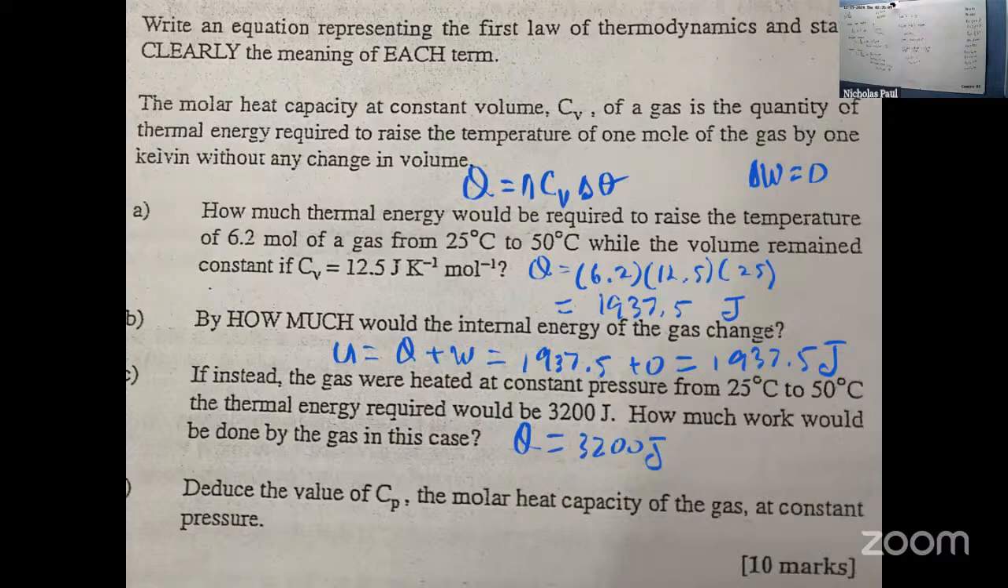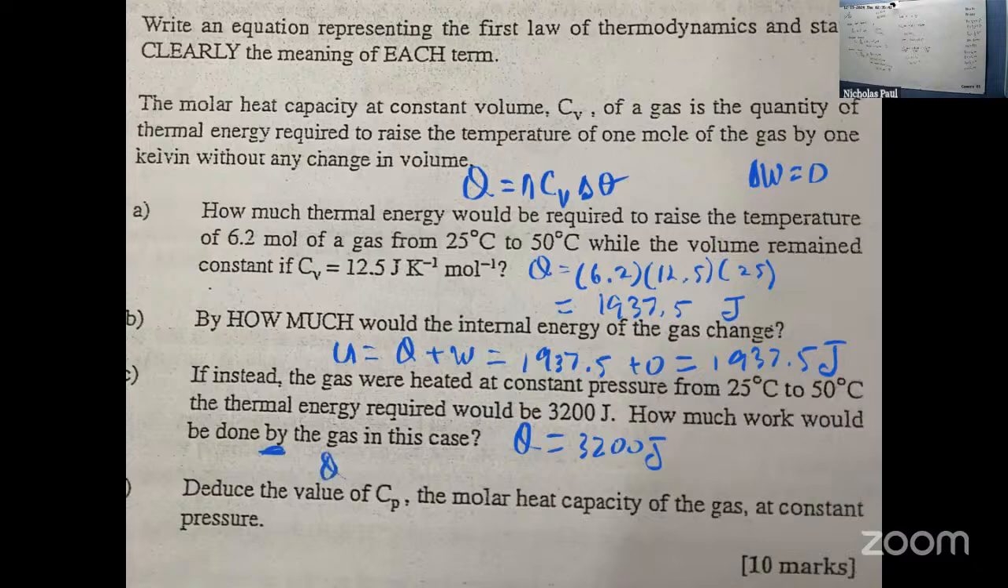How much work is done by the gas in this case? You have to subtract 3200. Why? Work is done by the gas, you're saying. So what's the relationship we're going to use here?